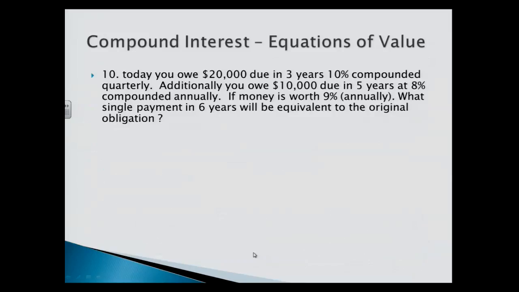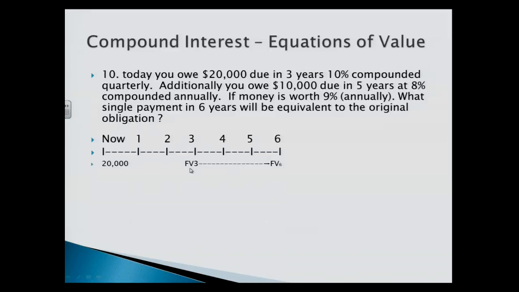Today you owe $20,000 due in 3 years, 10% compounded quarterly. Additionally, you owe $10,000 due in 5 years at 8% annually. If money is worth 9% annually, what single payment in 6 years will be equivalent to the original obligation? So I owe $20,000 in 3 years. I'm going to find that future value. I signed a note at 10% quarterly, and 3 years times 4, n equals 12. So I'm not going to owe $20,000. I'm going to owe $26,897.78 in 3 years.